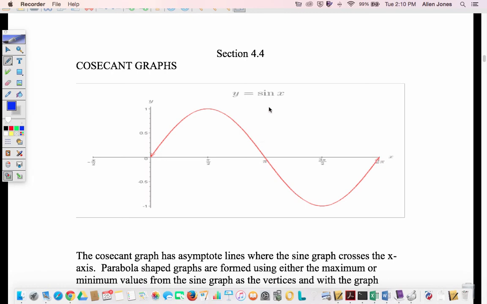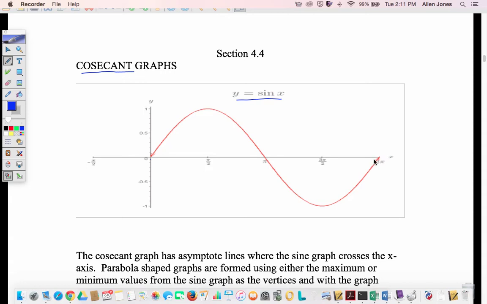We're graphing the cosecant and secant curves here in section 4. Notice for the cosecant curve, first of all, I hope we remember that it's the reciprocal of sine. So you can see I have the sine curve pictured here. The sine curve has our critical points at 0, pi over 2, pi, 3 pi over 2, and 2 pi. We should be well aware of those.